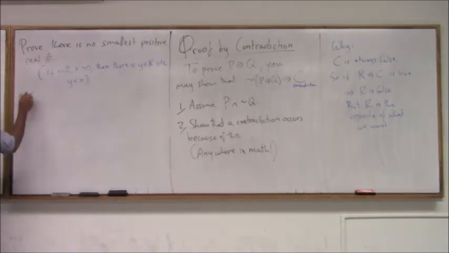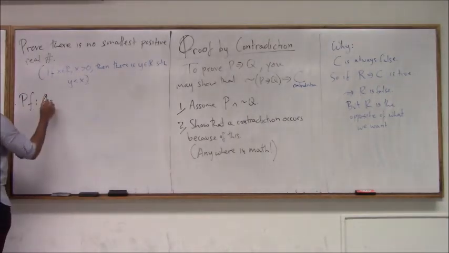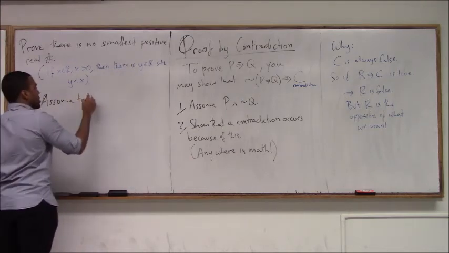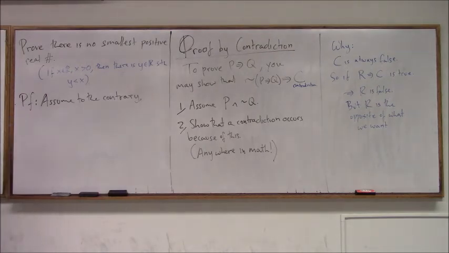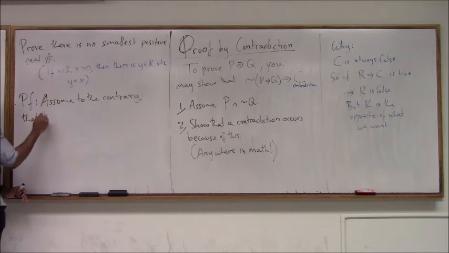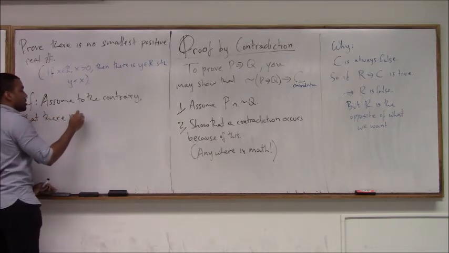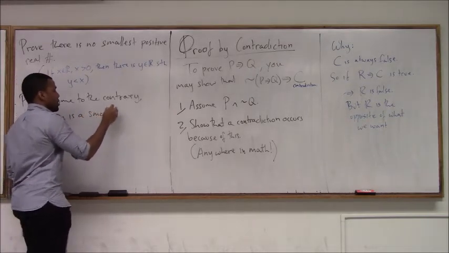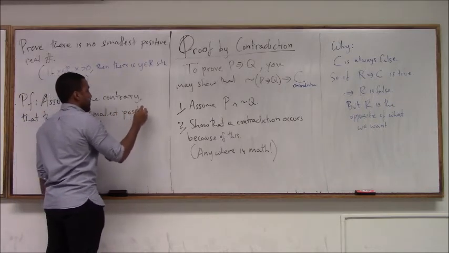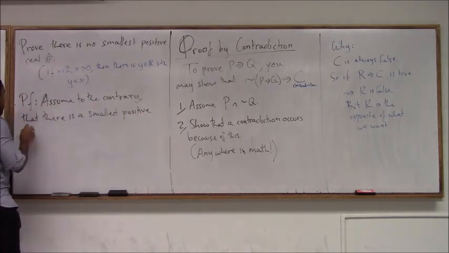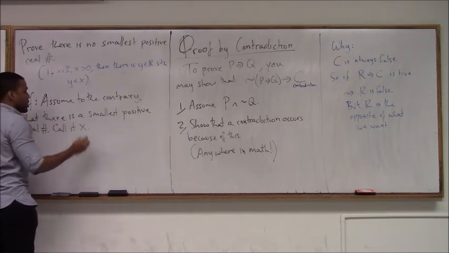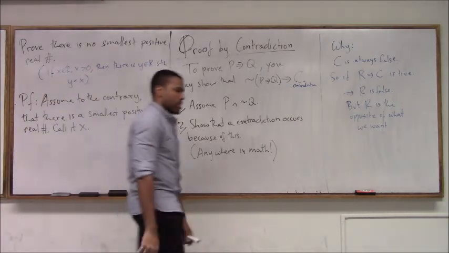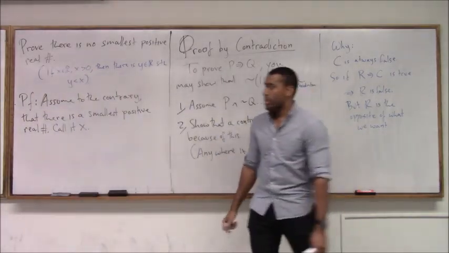What you can do here is just assume to the contrary, or assume for the sake of contradiction. You can start off your proof like that: that there is a smallest positive real number. I'm going to call this number x. So pretend, you know what, I think there's a smallest positive real number. Let me call it x. What can we say?